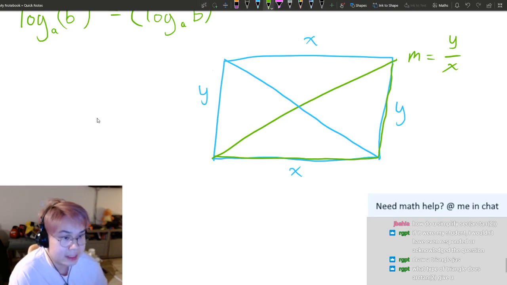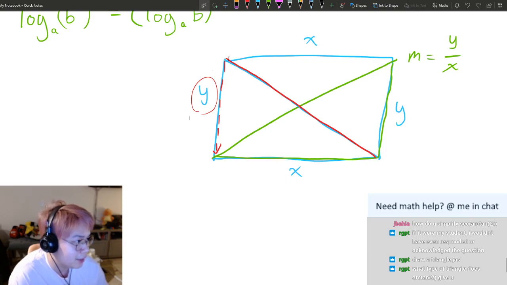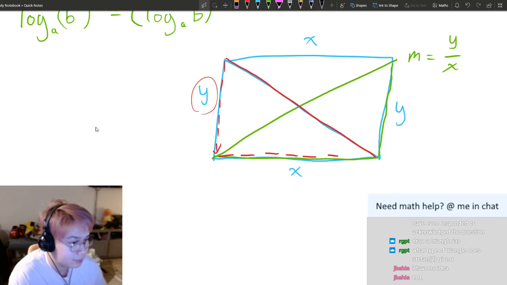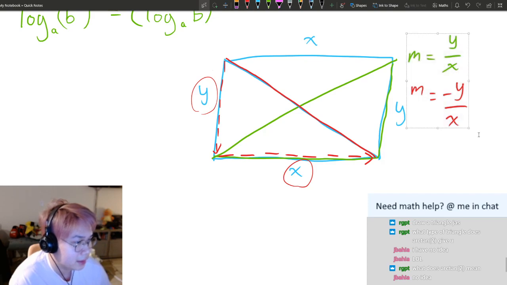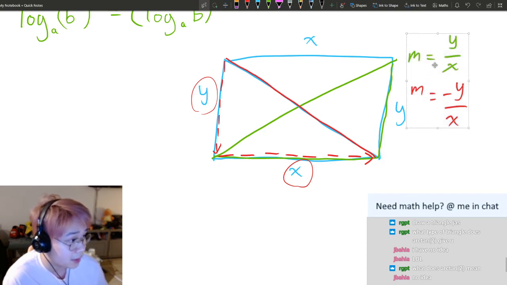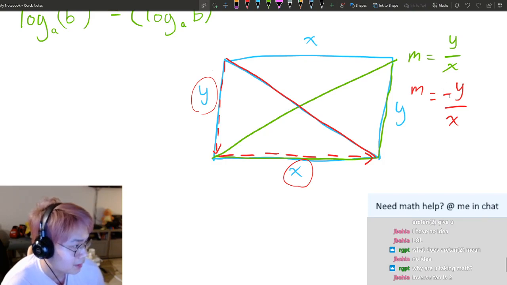And then if we want to find the other diagonal, this red one, well, the vertical component is still y, but we're heading down. If you started up here, you're going down. And the horizontal component is still x. So the slope of this one is negative y over x. So you can see they're not going to be perpendicular because the slopes are not negative reciprocals of each other.